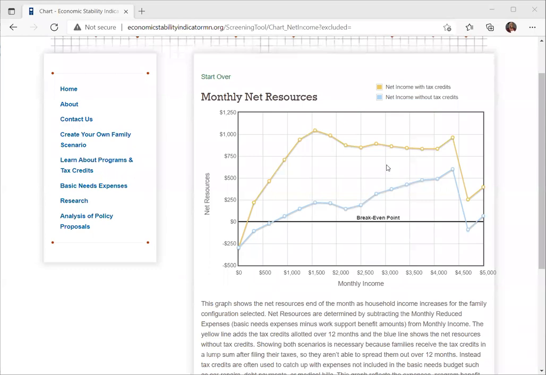I do want to point out that benefit cliffs can look different for a family based on the size of the family, based on the ages of the children, and the county that the family is living in within the state of Minnesota. A lot of other analysis can be done in the Economic Stability Indicator tool.